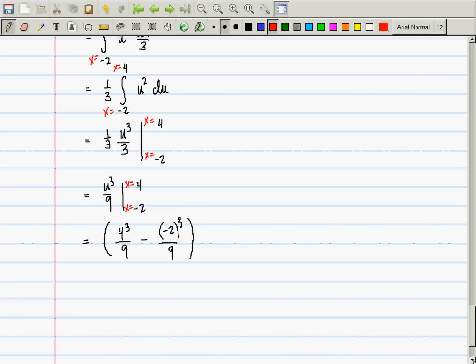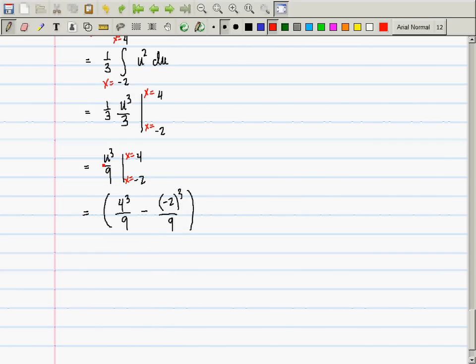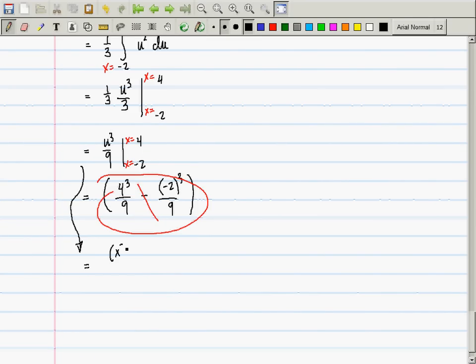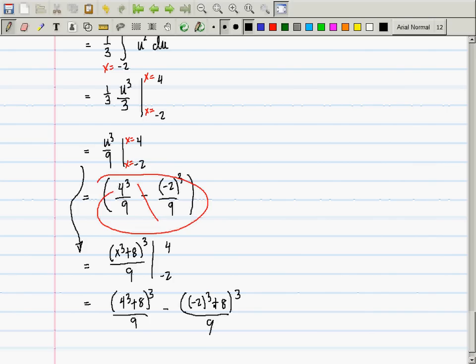Okay, so one thing you can do: this step is wrong. Instead I'll say that this is x cubed plus 8. So this will be x cubed plus 8 cubed over 9 evaluated from negative 2 to 4. Now you can plug in. This would be some really big number, and I don't have a calculator with me, so I'll just write it down like this: 4 cubed plus 8 cubed over 9 minus negative 2 cubed plus 8 cubed over 9. Whatever that numerically comes out to be is the answer.